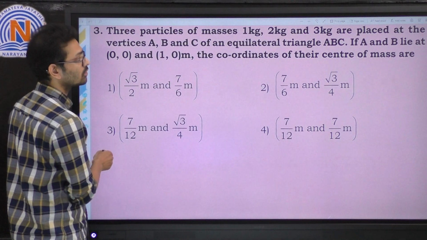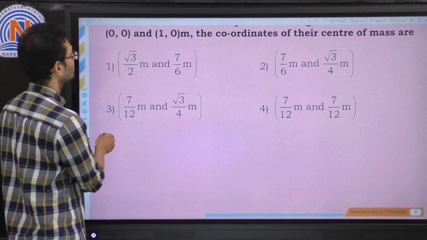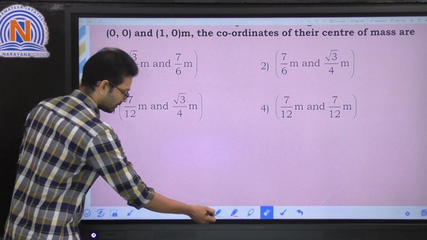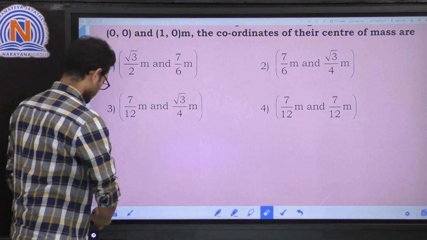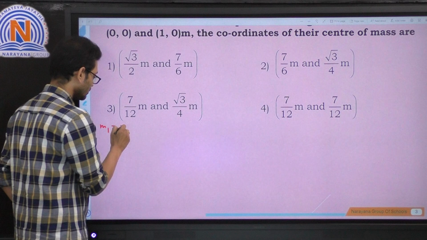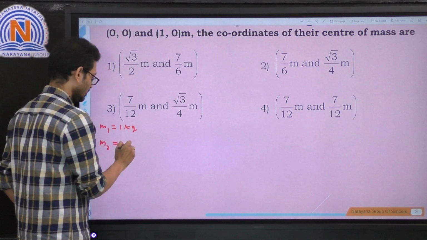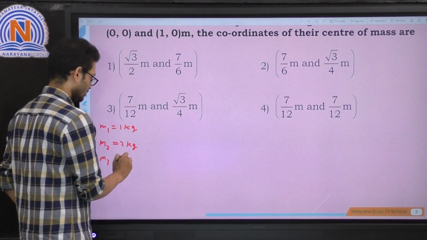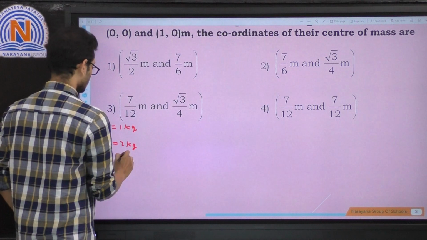Three particles, 1, 2, 3 kg. Okay, I'm going to draw it. We'll take it here. Now let us take m1 is equal to 1 kg, m2 is 2 kg, m3 is how much? m3 is 3 kg.